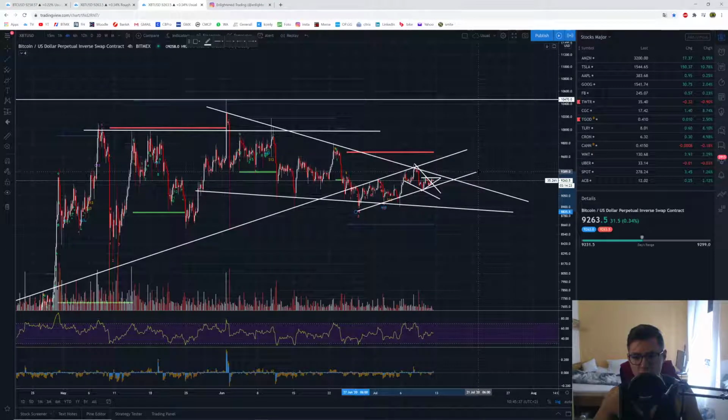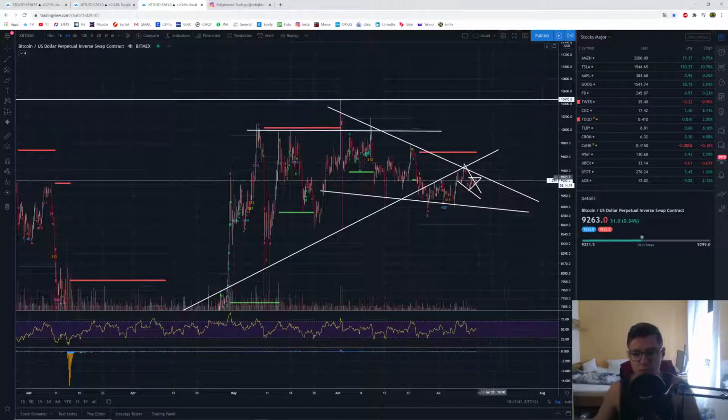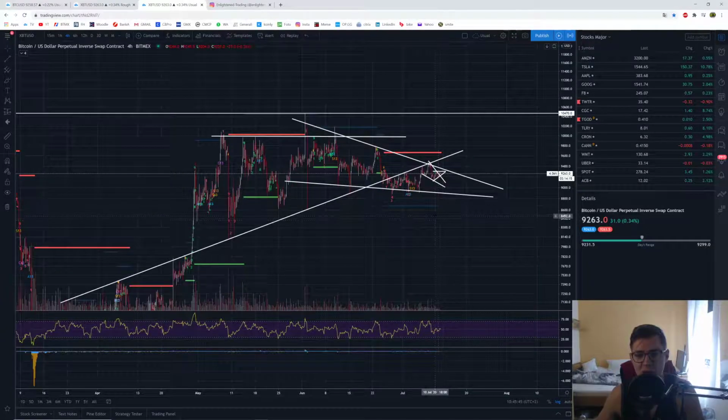but that is still to be confirmed in the future. Until then, this is still just a corrective uptrend from a corrective downtrend, so nothing too important yet. But as I said, there is a potential for further upside, but also for further downside.